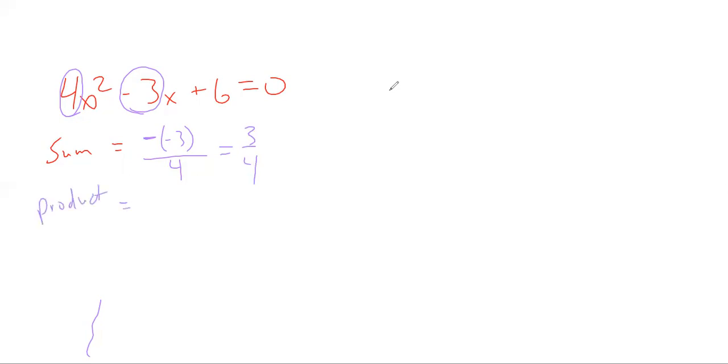The product is going to be equal to, well, here's where we got to look. Is n even or odd? Well, here, let me change colors. It's even. So it's positive. Constant. There's your constant, 6 over the leading term, which is 4. 3/2. There's my two answers.